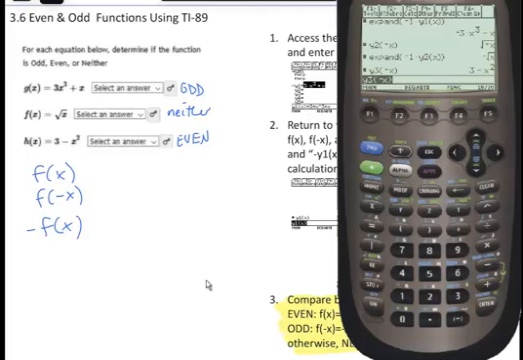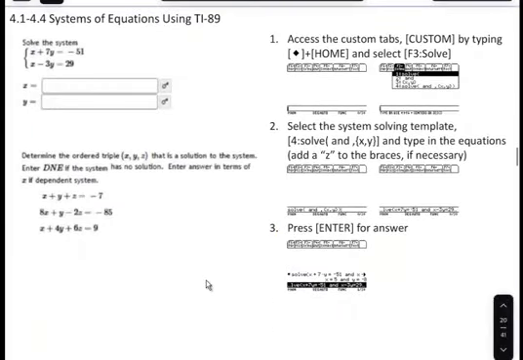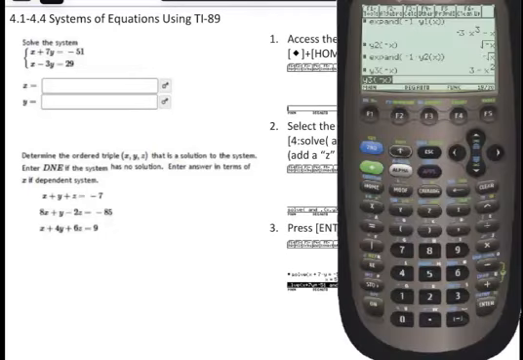All right, so that's the rest of chapter 3. I am just going to quickly go through chapter 4 again, but this is the section that you actually did with your calculators. And so this should all be review, but I'm just going to quickly go through it.